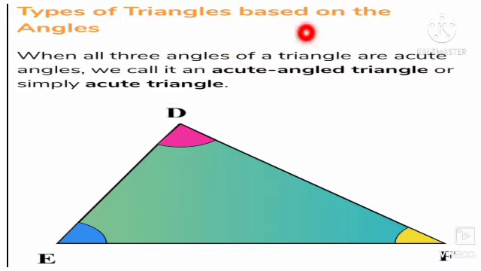Types of triangles based on the angles. When all the three angles of a triangle are acute angles, we call it an acute angle triangle or simply acute triangle.